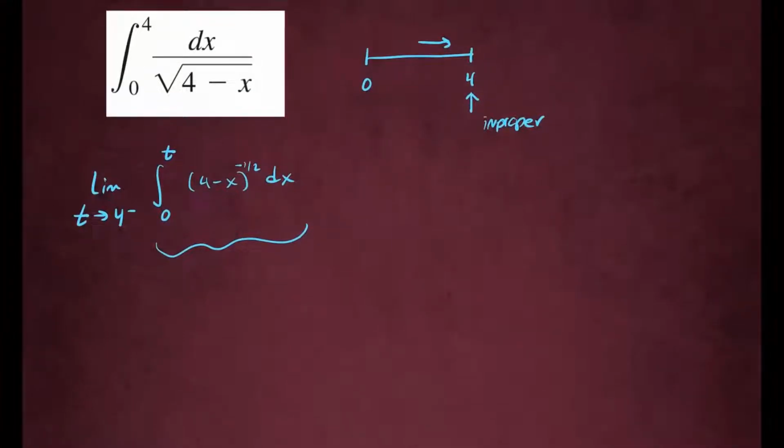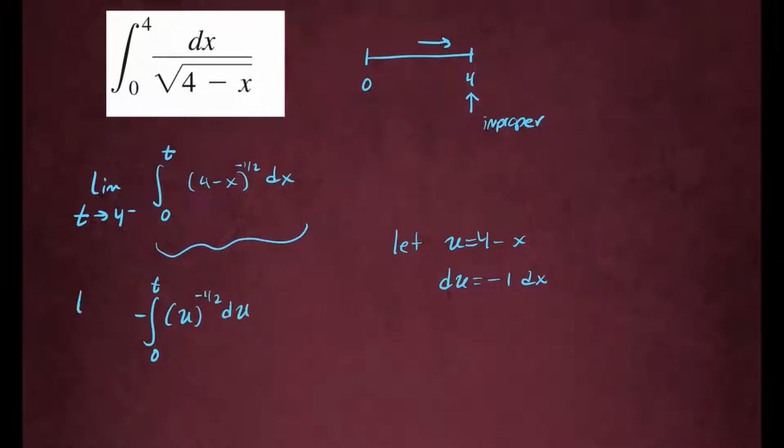So use a u substitution. Let u be equal to 4 minus x. Then your du is going to be negative 1 dx. So since I don't have a negative in the integrand, I can pull it out. So my integral looks like the integral from 0 to t of negative u to the power negative 1/2 du, and we're taking the limit as t approaches 4 from the left. So that's what this looks like.